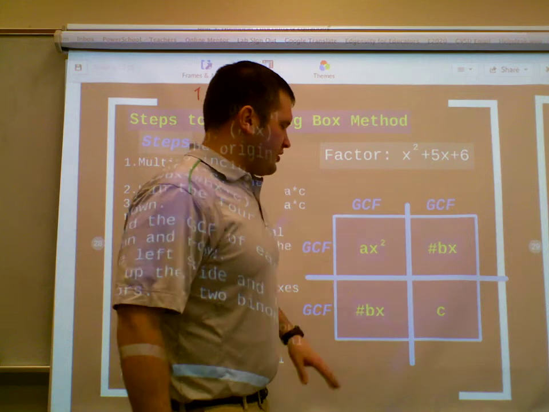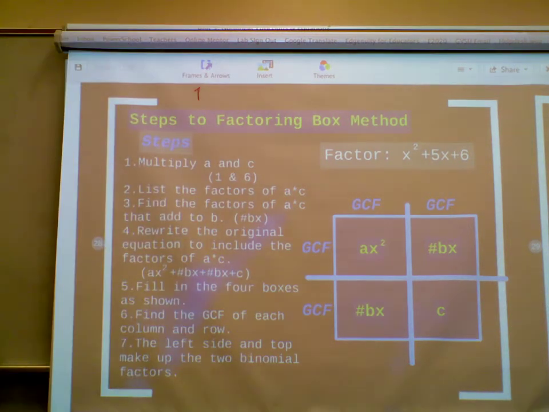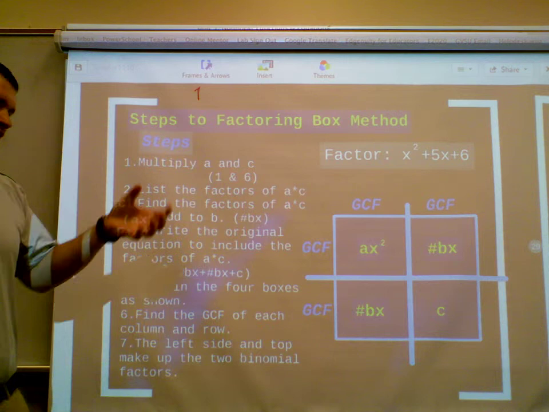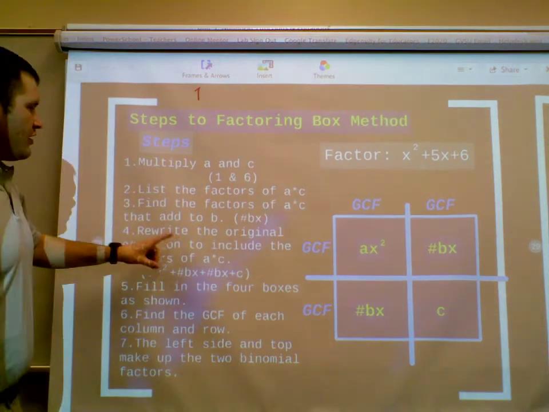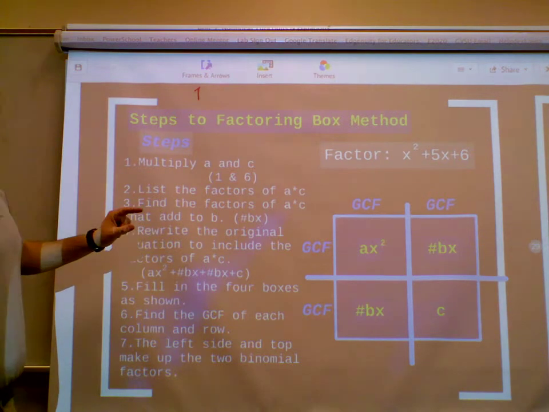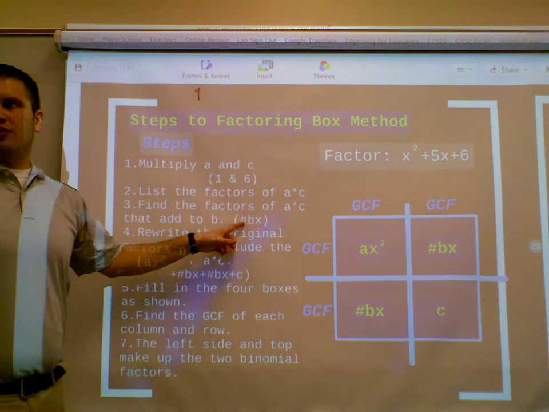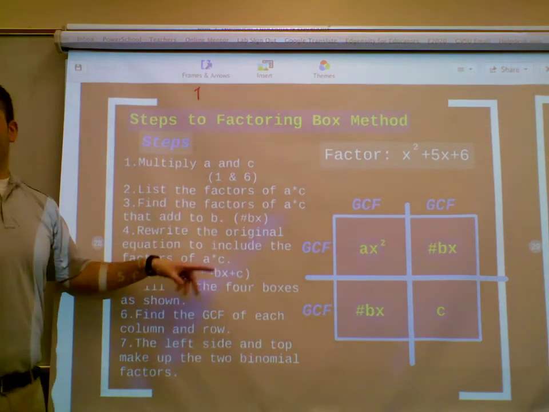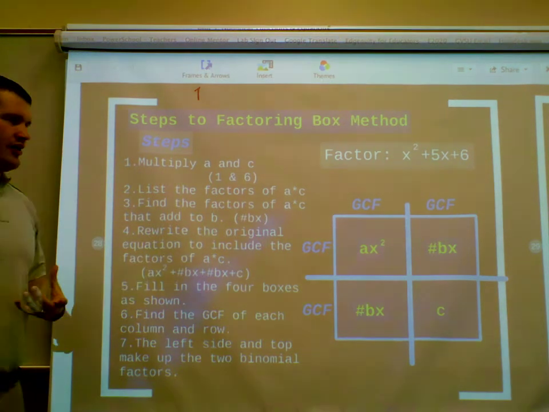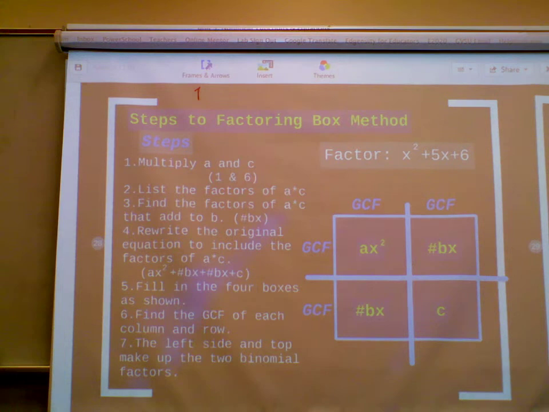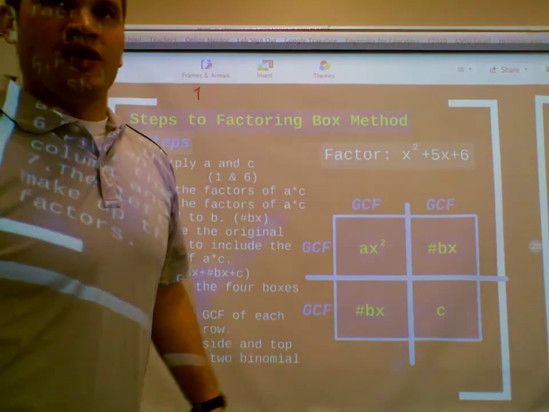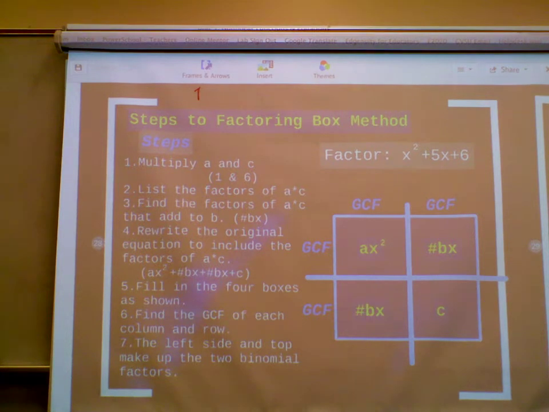So x squared, hashtag bx, and c. The reason why I use hashtag is I wanted a symbol that I knew you all knew. Okay? You used to call it pound sign. Or number. Okay. Now, let me explain for a moment what the hashtag bx is. Look on here. It says find the factors of a and c that add to b. Okay? So hashtag is not a mathematical operation. It's just how I'm denoting two factors that we're adding together to get to b. Alright? So that'll make sense as we go through it. Hopefully. If it doesn't, then I need to explain a little bit better.